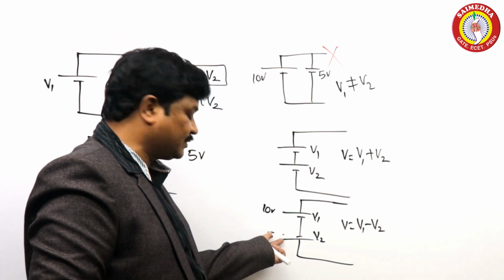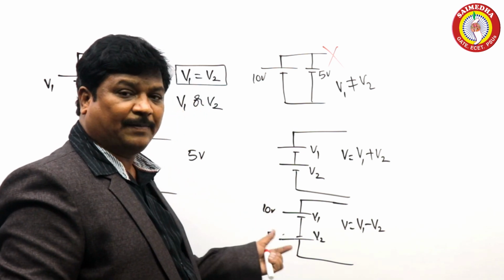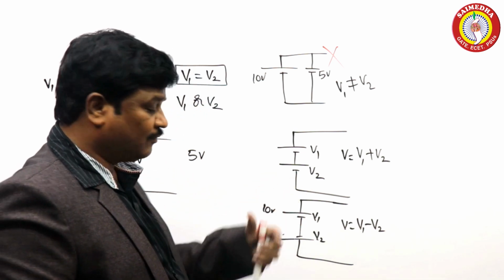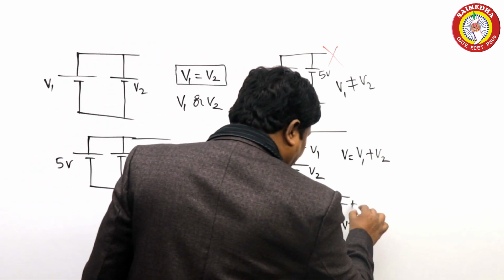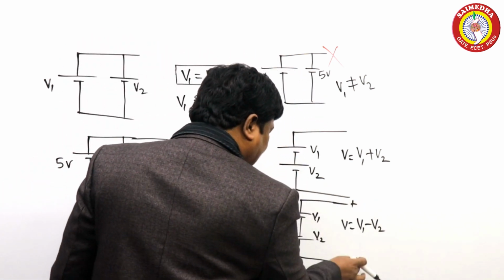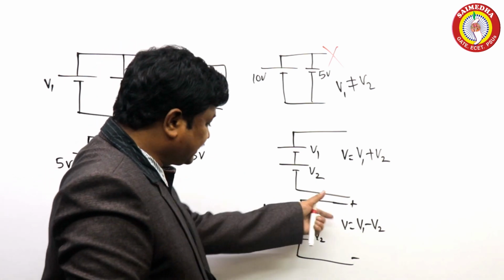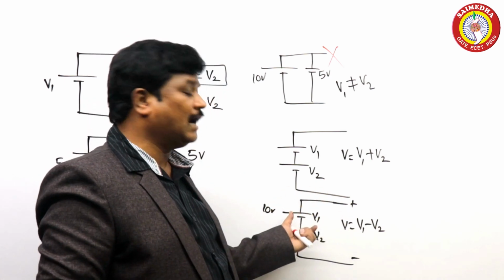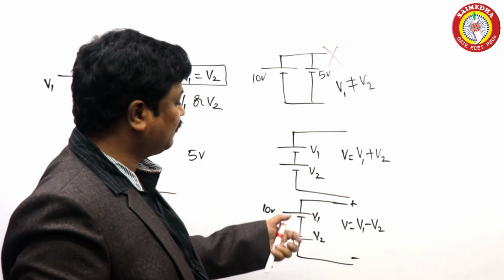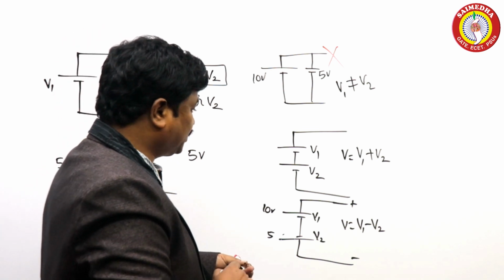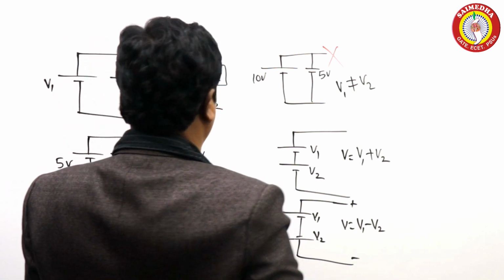If it is 10 volts and 5 volts, that becomes 5 volts, but with respect to this polarity, if it is plus and minus, you verify whether it is in the same direction or in the opposite polarity. Based on that, we can tell whether it is a positive voltage or negative voltage.